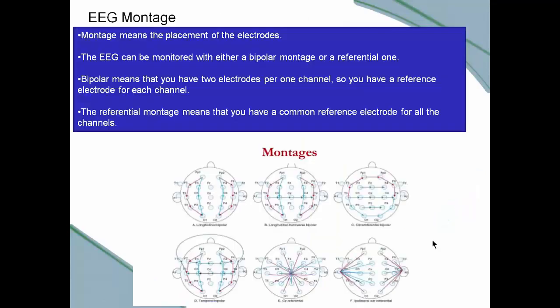Now we're going to become even a little more advanced in this process. So how do we, when we place the electrodes in a certain way, we get different kinds of data. They can be monitored with either what we call a bipolar or a referential montage. The bipolar montage, or the bipolar referencing system, means that you've got 2 electrodes per channel, so that you have a reference electrode for each channel. And that's a lot of electrodes.